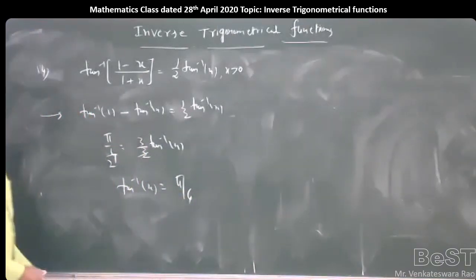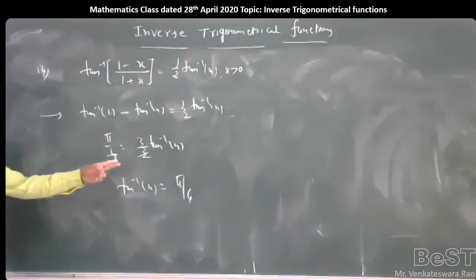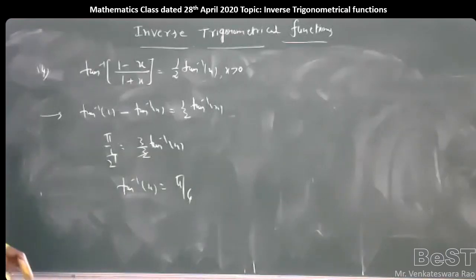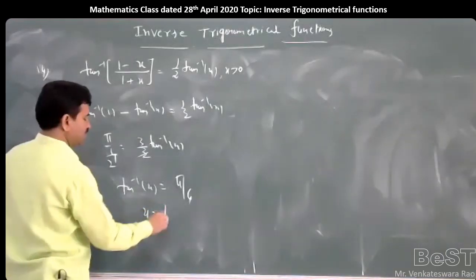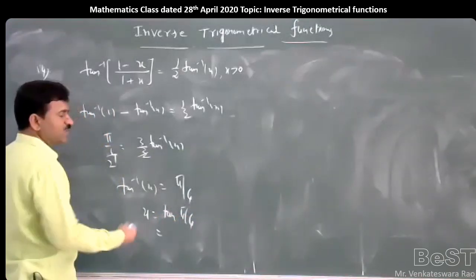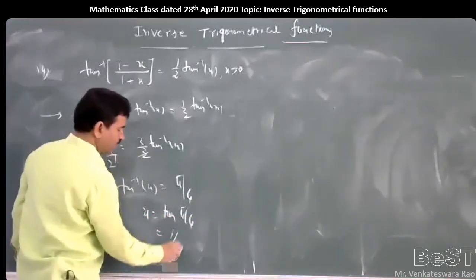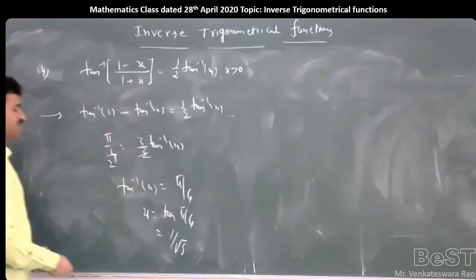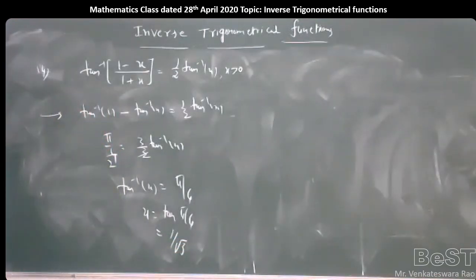Do the cross multiplication. 3 into 2, 6. So x is equal to tan pi by 6. X value tan pi by 6 means, what is the answer? 1 by root 3. X is equal to 1 by root 3, answer. X value greater than 0, no problem.